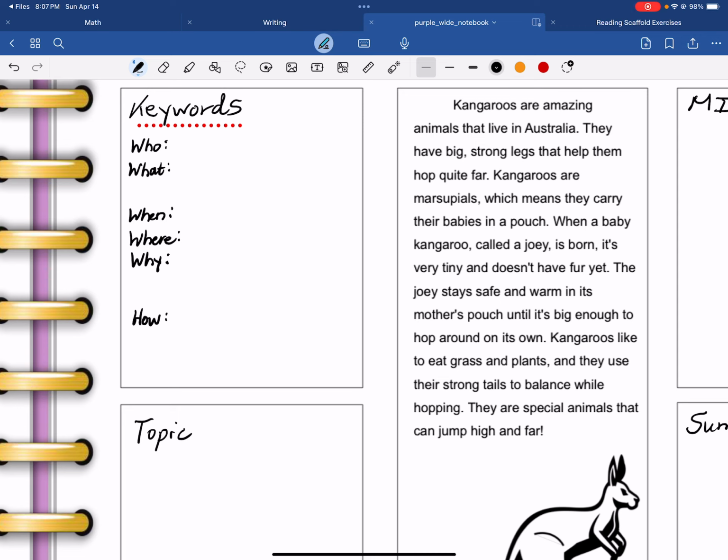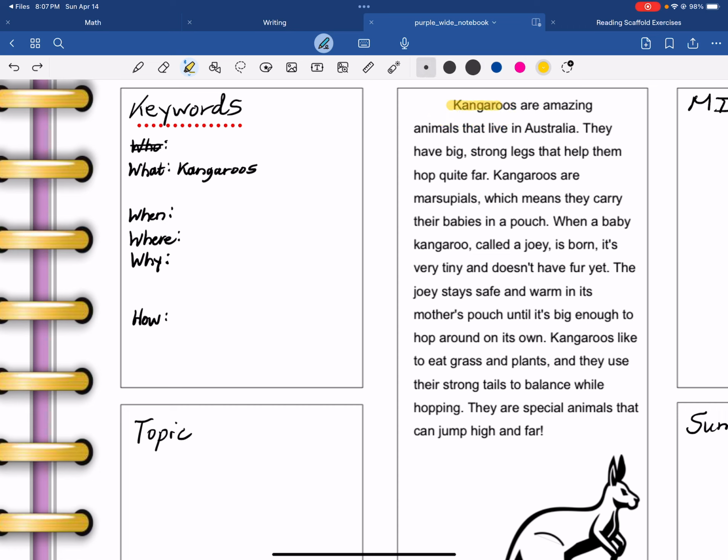Does the passage talk about any people, any who's? It doesn't, so I'm just going to cross that out. There's no person mentioned in this passage. Does it talk about a what? Is it about something? And it is. It's about kangaroos. I am not concerned about how neat this looks. This is just a thinking exercise. It talks about kangaroos. That would be a word that I would want to notice.